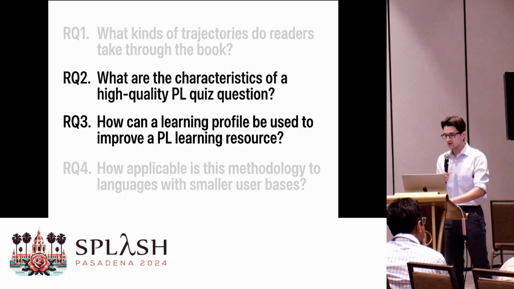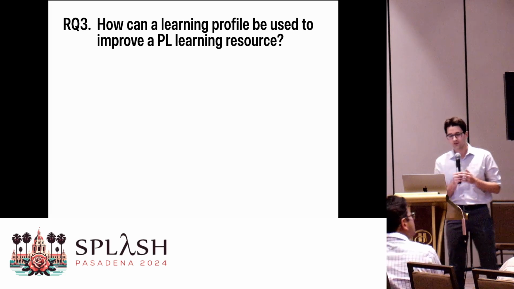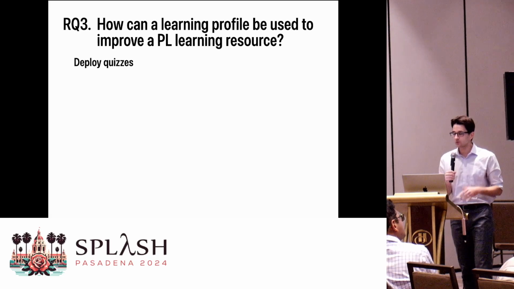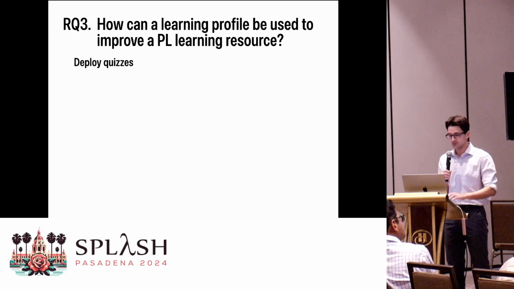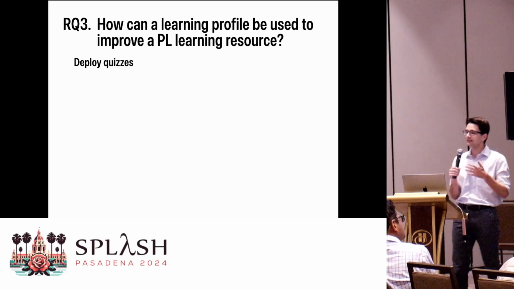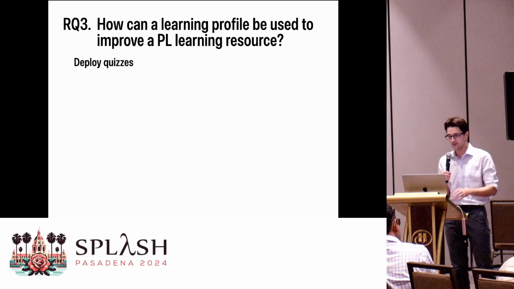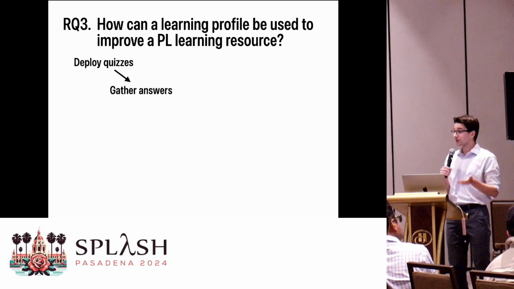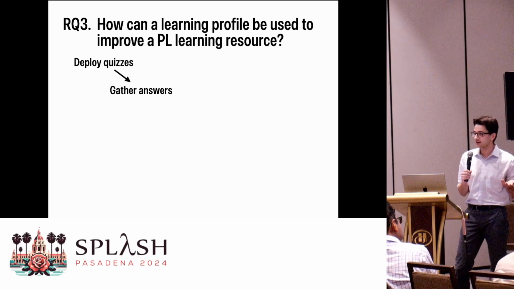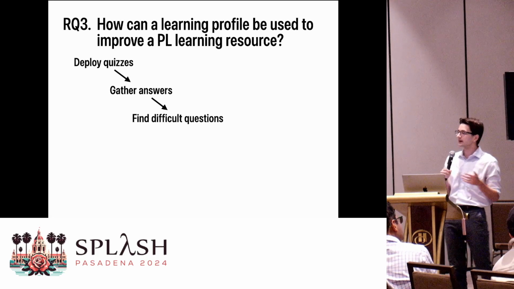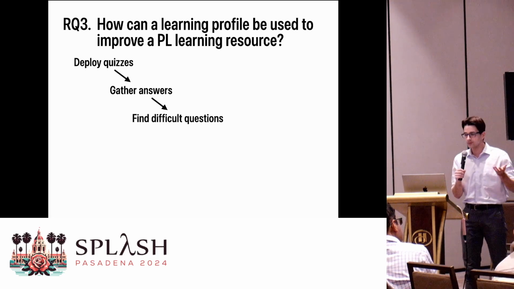So, starting with RQ3. Our basic idea was to try out the following pipeline. First, we write and deploy quizzes into the textbook. And we wrote questions that ideally were answerable from the contents of the textbook. They weren't designed to be super hard. Then we wait and gather answers, usually about 2 weeks in our setting to get enough data for a given question. Then we look out across the entire data set and ask, where are people struggling?